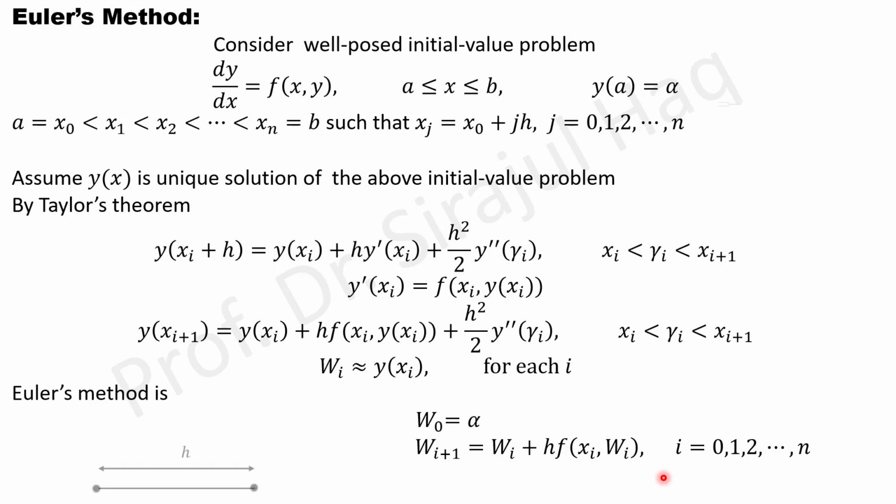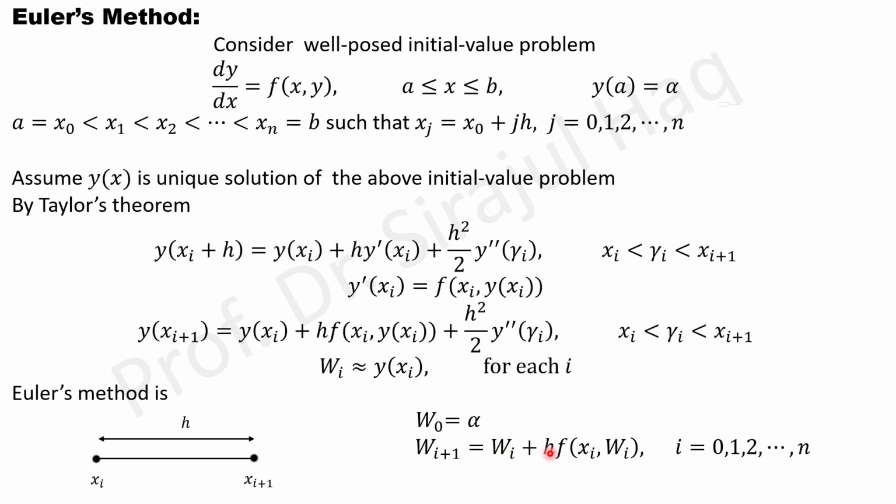So let us consider an example. Before that, you can see over here, if I have 2 points x i and x i plus 1, so w i is the solution at x i. In order to get the solution at x i plus 1, we need the solution at the previous point, and the previous point is x i. I mean the solution at x i. The distance between these 2 points is given by h, which is the step size.